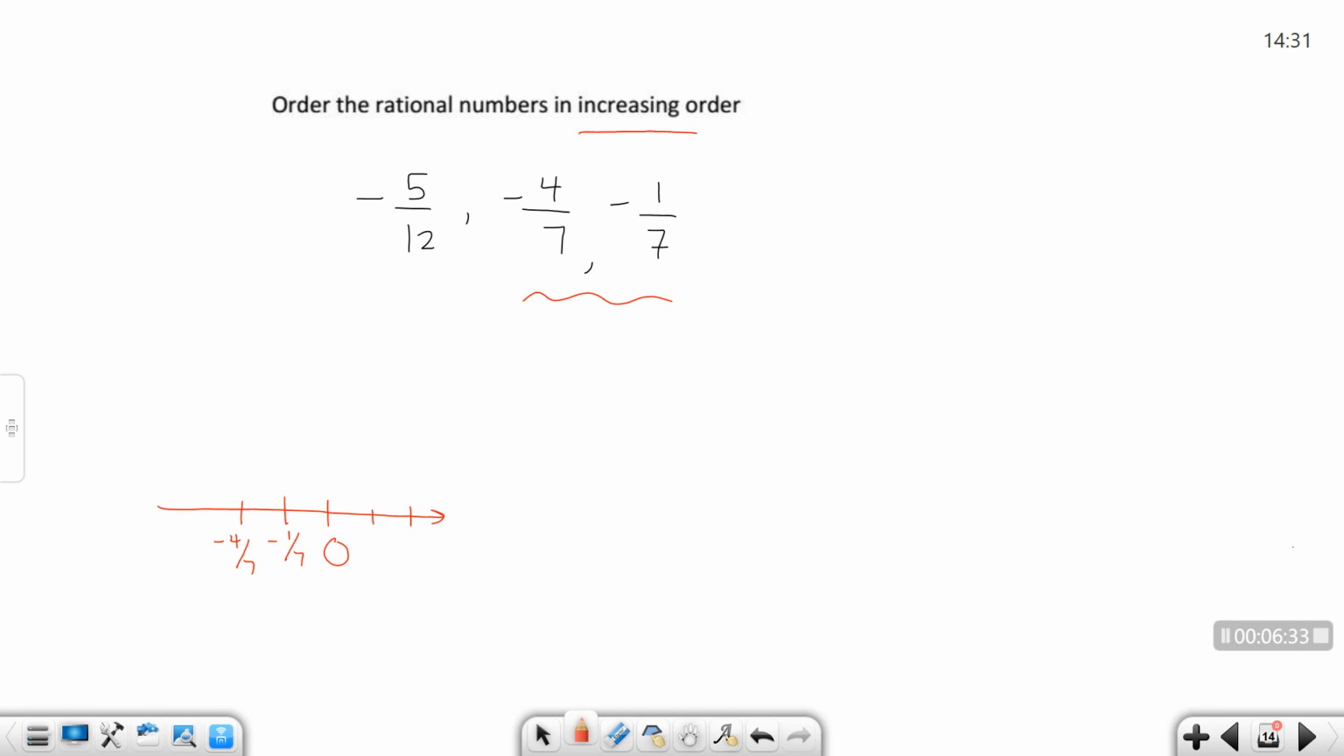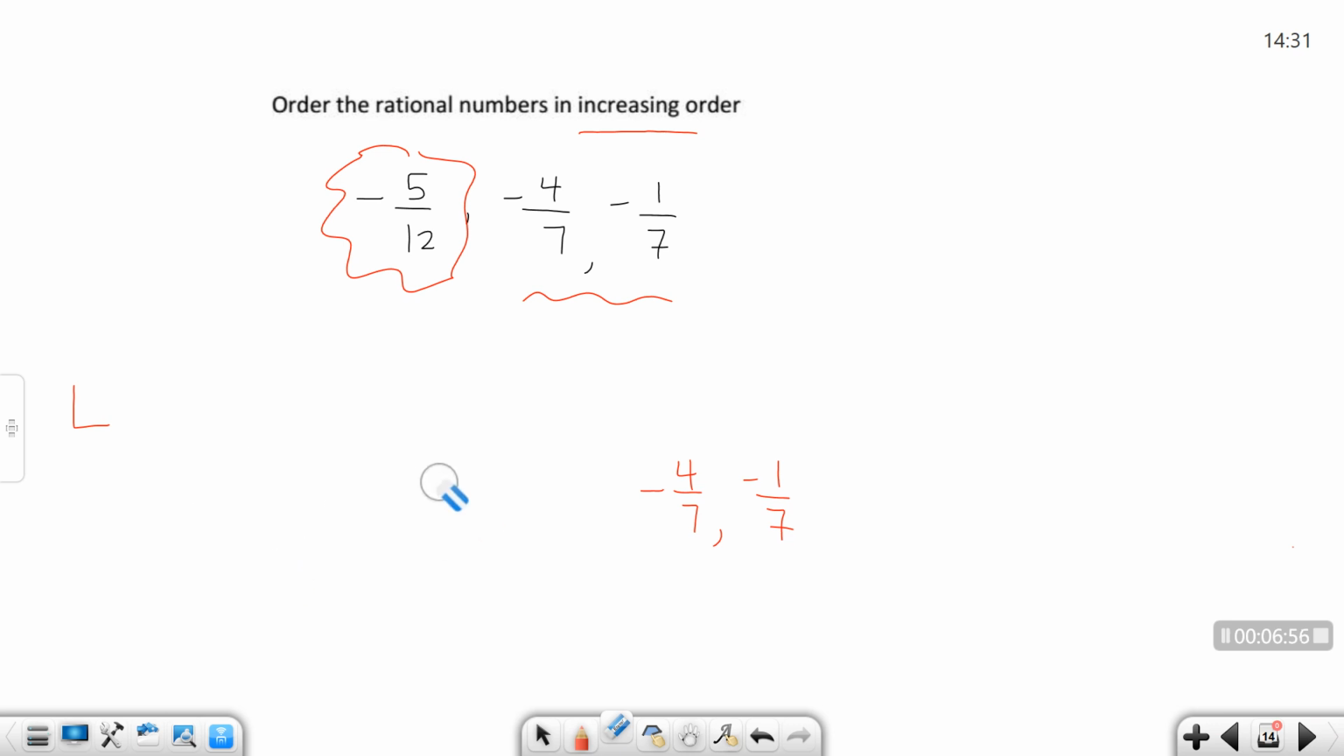Now this one says increasing order, so that means you're going to write it from left to right. I don't know where this guy goes yet, but I do know that when I'm writing it from left to right, I'm going to have a negative 4/7 always in front of a negative 1/7. So if I ever have a negative 1/7 in front, I can mark that off the multiple choice lineup.